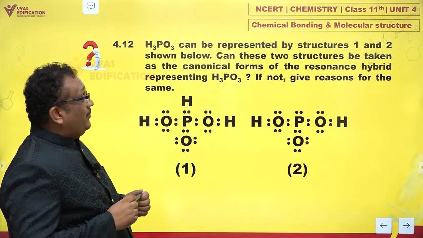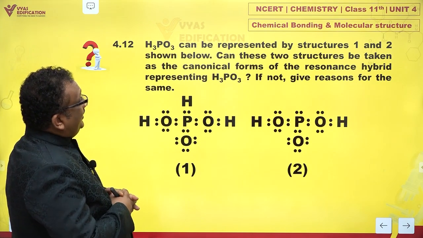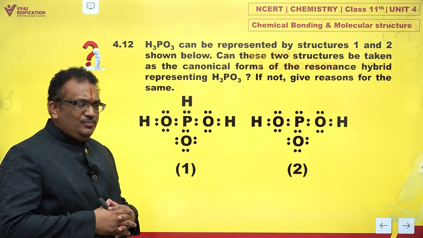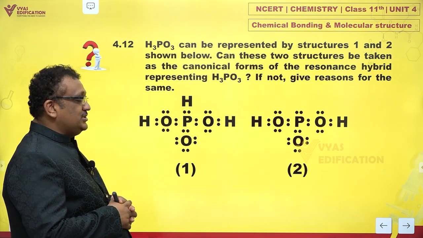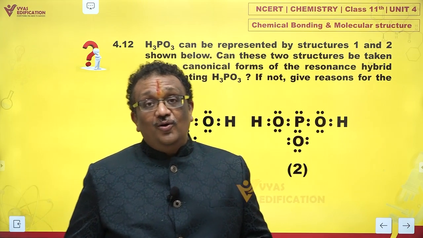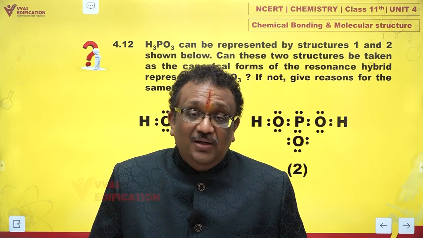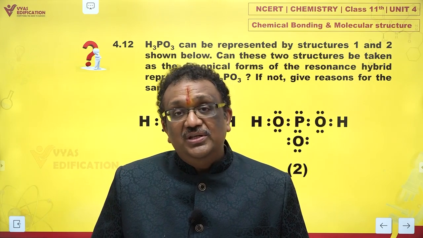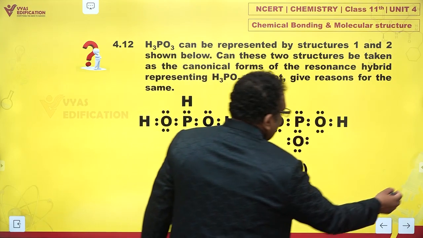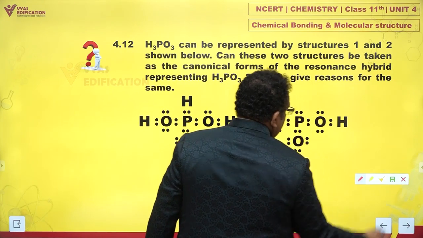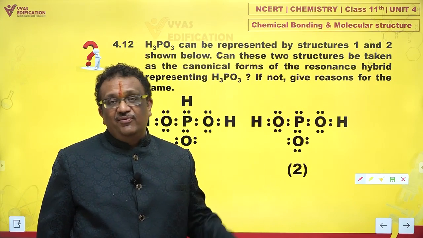H3PO3 can be represented by structures 1 and 2 shown below. Fine. Can these two structures be taken as canonical forms of the resonance hybrid representing H3PO3? If not, give reasons. The first condition of resonating structures is that the connectivity of atoms must be identical in each of these structures. What does that mean? It means that whichever sequence in which the atoms are connected in one structure, the same should be the sequence in the other one.